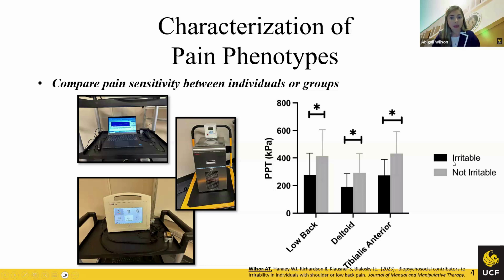meaning they have high pain intensity, their pain persists for a long time once it's provoked, and it is very easily provoked in response to activity. We compared people with that presentation to those who are considered not irritable or do not have that presentation, and we compared them by pain sensitivity. And what we found is that individuals with an irritable presentation have much higher pain sensitivity when measured with quantitative sensory testing. So they have very low pain thresholds compared to people who have a not irritable presentation.